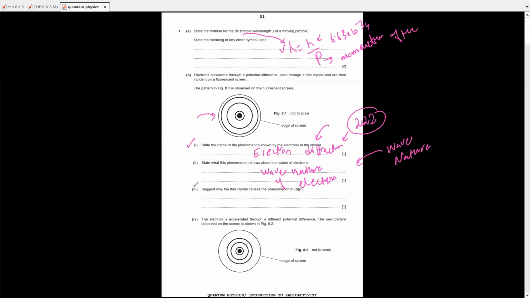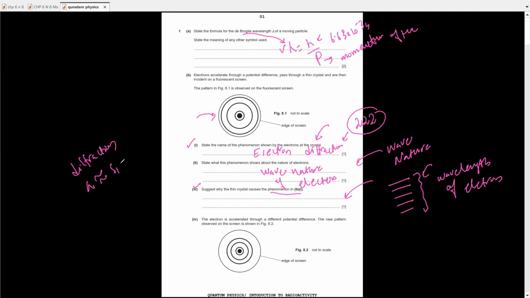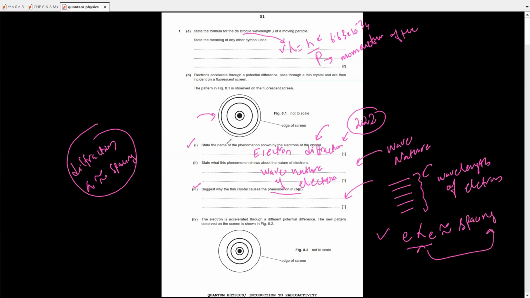Getting on to the next part: suggest why this interaction causes the phenomenon in part B. If you have studied the chapter, your teacher must have mentioned that the spacing between the atoms in an atomic crystal is very comparable to the wavelength of the electron. We know that diffraction is maximum when the wavelength is approximately equal to the spacing. So the electron's wavelength is comparable to the atomic spacing of a crystal, and this satisfies the condition. That is why the wavelength of the electron and the spacing of the atoms are comparable to each other, so we get the diffraction phenomenon that we observed in this particular question.